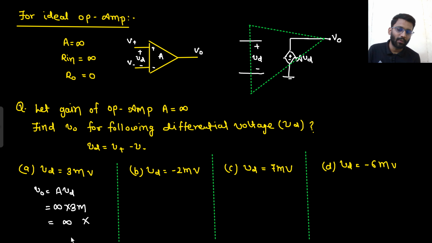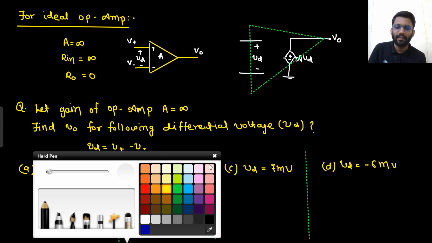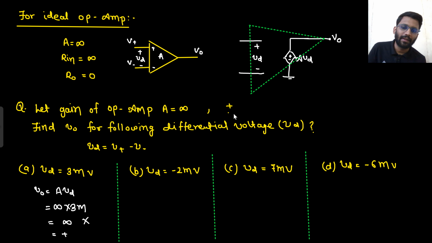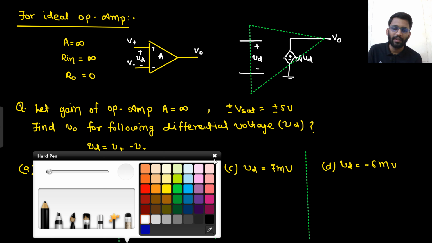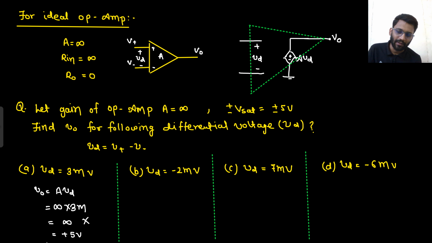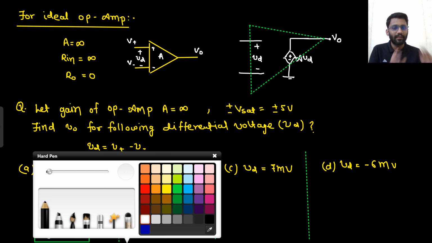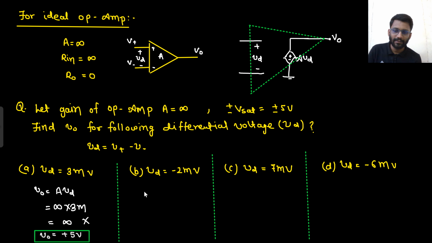But the output cannot go towards infinity. It will have to saturate at some point. That is equal to its saturation voltage. So it should have been given in the question that your plus minus V set is plus minus 5 volt. So your saturation voltage is 5 volt. So output cannot keep on increasing. It will saturate at plus 5 volt. Well and good. So you are getting output equal to infinity, but you know one thing in op-amp, the maximum value it can attain is plus V set, and the minimum value it can attain is minus V set. That's it.